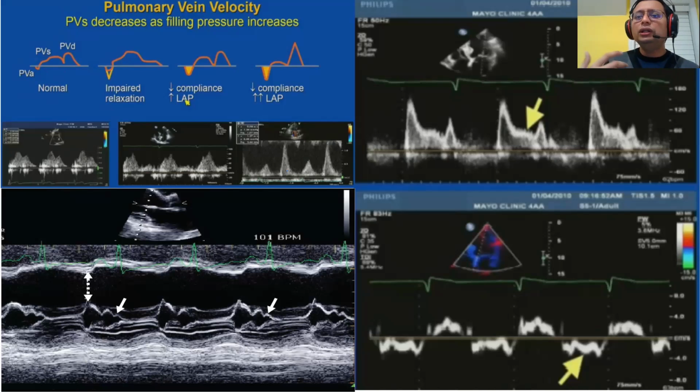As you get older, or if you have impaired relaxation, you can see that your S wave actually goes higher than your D wave, as you get older or you develop grade 1 diastolic dysfunction. As you develop higher grades of diastolic dysfunction, your S wave goes down again and your D wave goes up, and on it goes when you have a restrictive pattern.